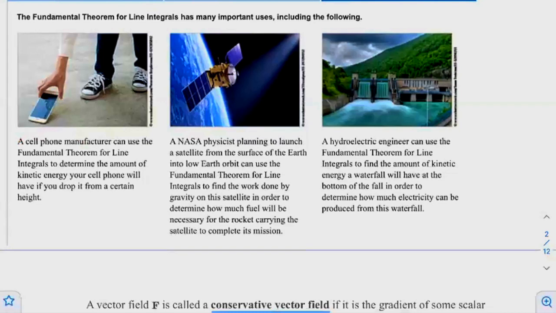A cell phone manufacturer can use the fundamental theorem for line integrals to determine the amount of kinetic energy your cell phone will have if you drop it from a certain height. They test the durability of your phone. Yeah, they want to test the durability of the phone. Yeah, you got it.